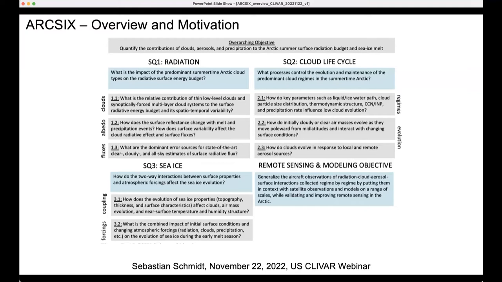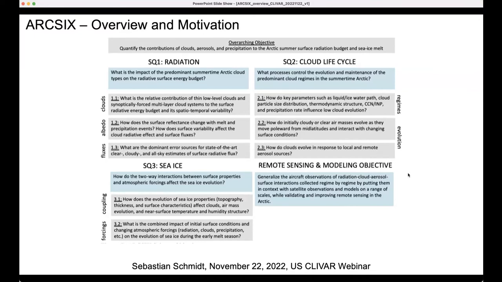Do they live from ice nuclei that are local production, or are they advected from the lower latitudes? Where does the water vapor come from? Is it in these reservoirs above those clouds, or is there coupling with the surface? Those are the kinds of questions that drove us in lots of discussions, which I can't possibly summarize here, but this is the 20 kilometer overview here.